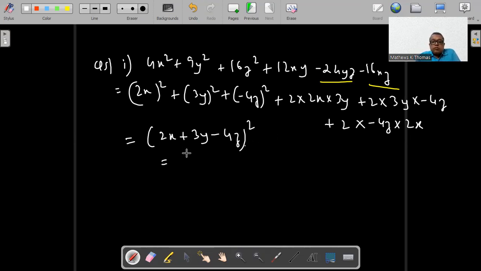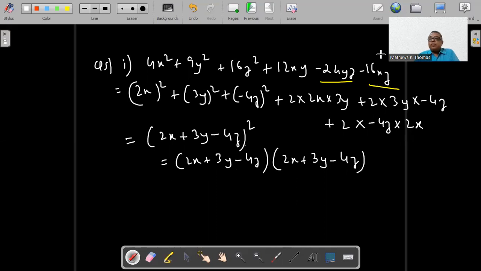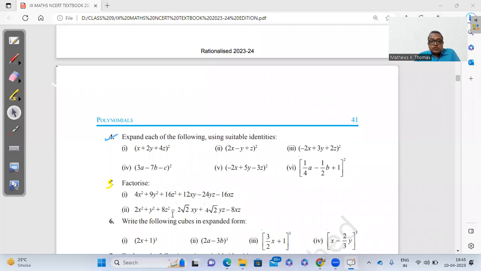So you can also write this twice. 2x plus 3y minus 4z whole square is actually 2x plus 3y minus 4z into 2x plus 3y minus 4z. The square means the same thing repeated twice. Then the second one, mark this important: 2x square, y square, 8z square minus 2 root 2 xy plus 4 root 2 yz minus 8xz.